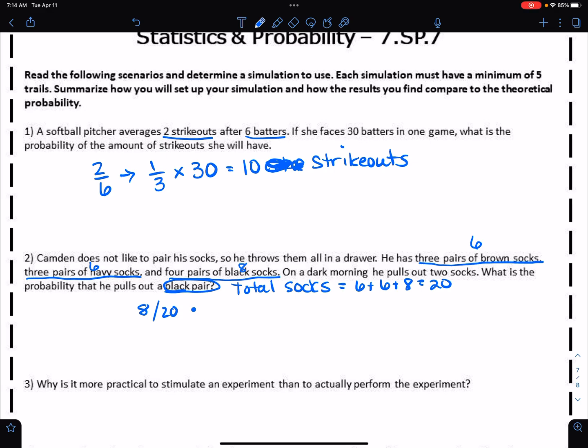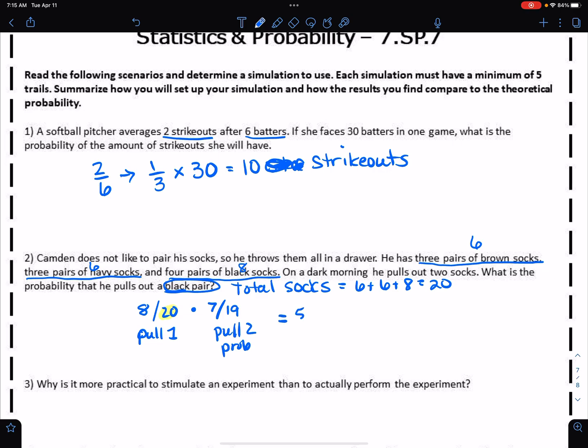But the second time he pulls, there are only 7 black socks left, because if you drew the first one out, then there's only 7 left in that drawer. If you pulled 1 away from the 20, then you're only going to have 19 left. So this is the pull 1 and pull 2 probability. I'm hoping that makes sense. If he had put the socks back in, then his probability would stay the same, but he needs 2 socks, so he didn't. So then you just multiply the fractions.